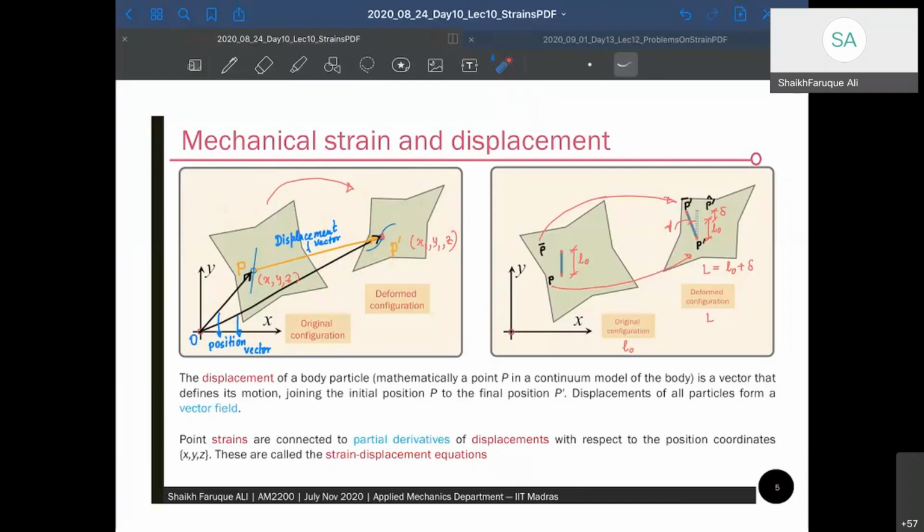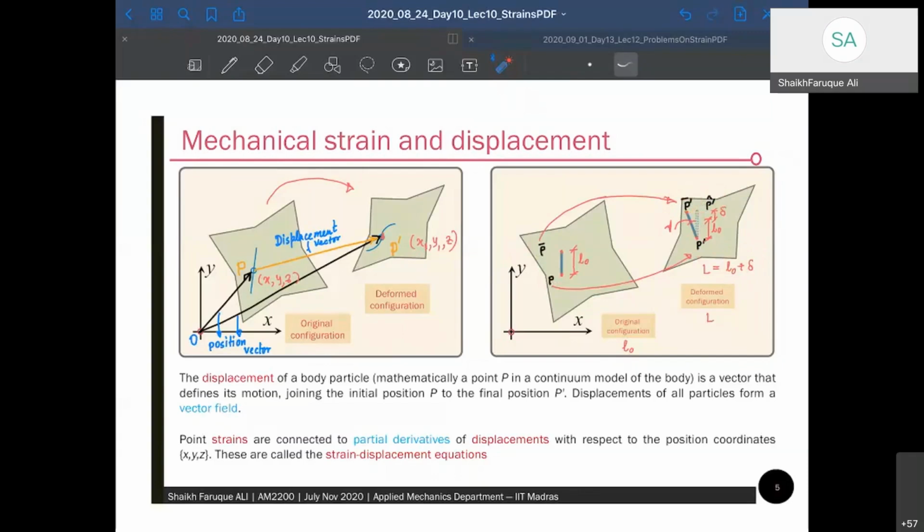Similarly, if you have a line here, as I have given here, L0 is the length of the line in the original configuration. And when you move to a deformed configuration, we see that line L0 has moved to L0 plus delta, right? The length has changed as well as the orientation angle has changed. So it was initially between points P and P dash. Now it is between points P dash and P bar dash, right? Original configuration, and P dash bar as the deformed configuration, right?